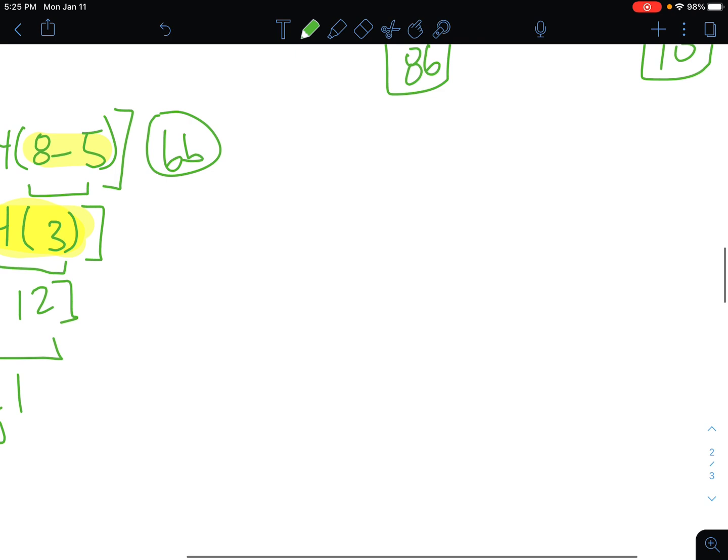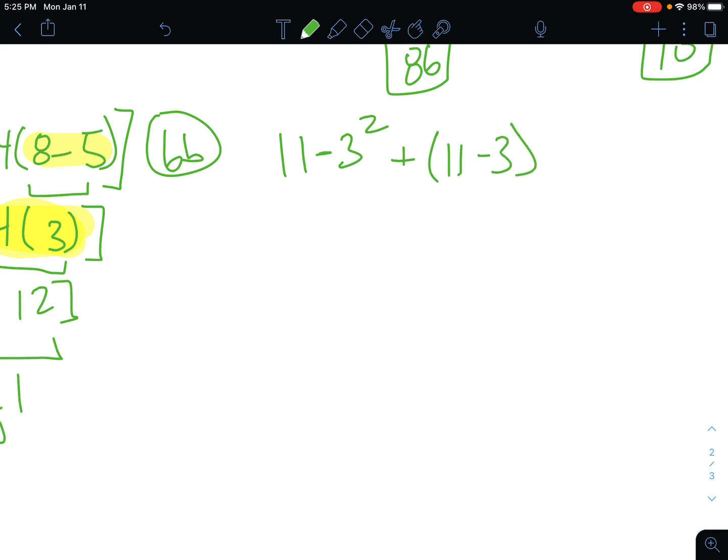6B is 11 minus 3 squared plus parentheses 11 minus 3 and parentheses squared. So what do we do first? Well, we do have parentheses, so we deal with that first. Inside those parentheses, we have 11 minus 3, which is 8. Bring down the parentheses, the square, the plus, the 3, the square, the minus, the 11.